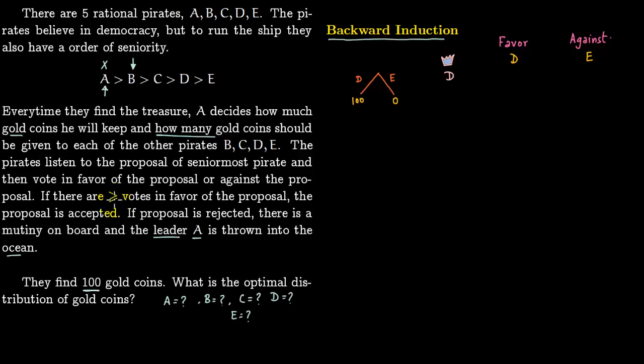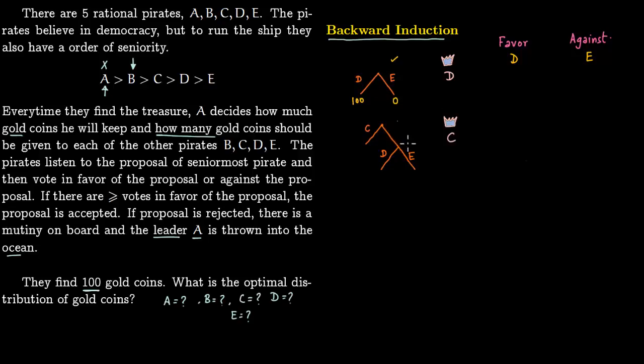So there's an equality here. There's a tie, so this is acceptable. D gets to keep all the 100 coins and E gets 0 coins, because a vote against doesn't count. There is a 1:1 vote, a tie. So E does not want to be in this situation where he gets 0 coins. He does not want to be in the future where only D is in charge.